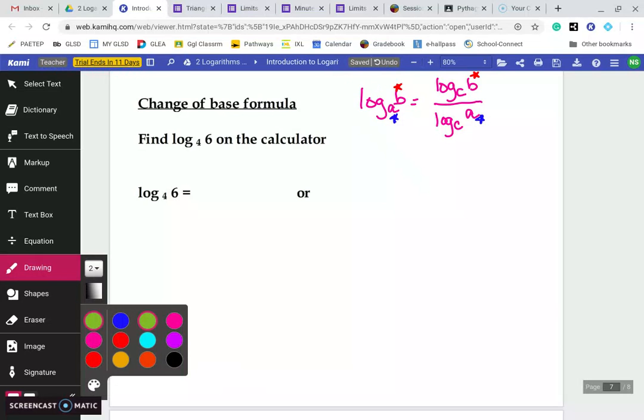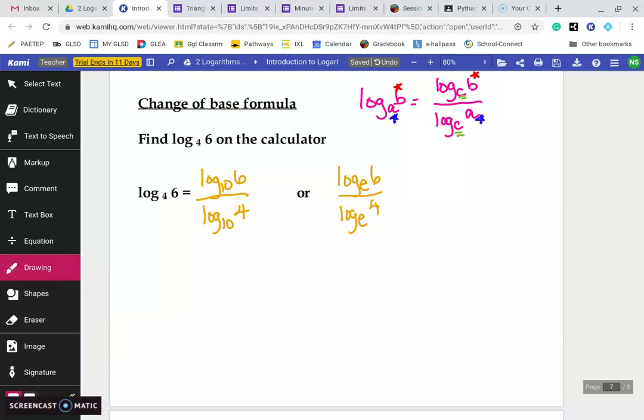And now what's this c? Well, the c is whatever I want c to be. I'm changing the base, so I can change that to be whatever I want. So since my calculator only has base 10 or base e, that's what I want to change it to. So when I come down here, I can either change this to log base 10 of 6 over log base 10 of 4, or I could change it to log base e of 6 over log base e of 4.